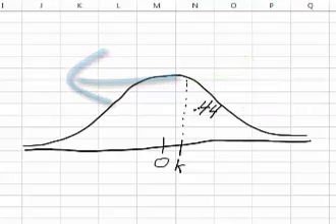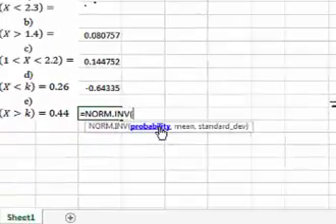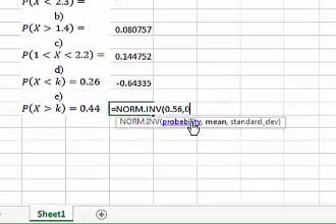We can find that just by doing a little bit of math. We know the whole area under the curve is 1. So 1 minus 0.44. Therefore, this side has to be 0.56, my left-tail probability. Left-tail probability, 0.56.